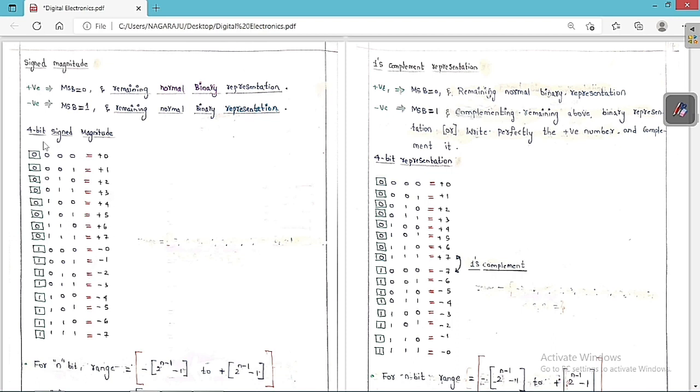For 4 bits, you can see clearly it has a range of -7, -6, -5, -4, -3, -2, -1, -0, +7, +6, +5, +4, +3, +2, +1, +0. So it covers from -7 to +7, but 0 has two representations, +0 and -0. +0 has one representation and -0 has another representation. So 0 has two representations in sign magnitude representation. This is a point you always need to understand.